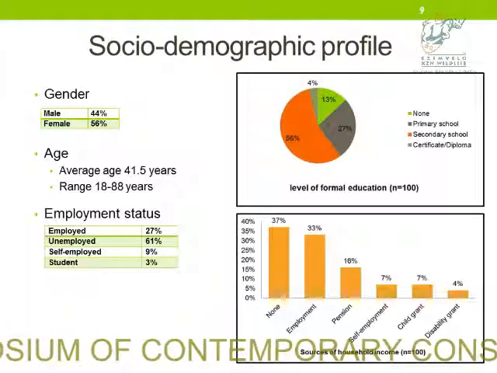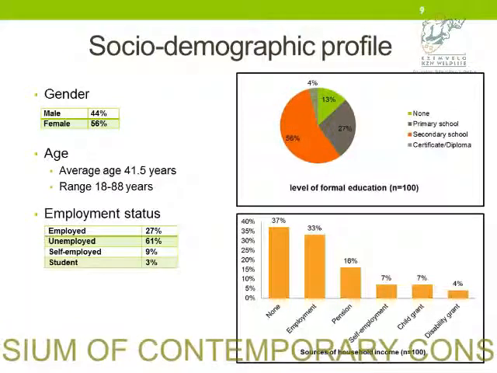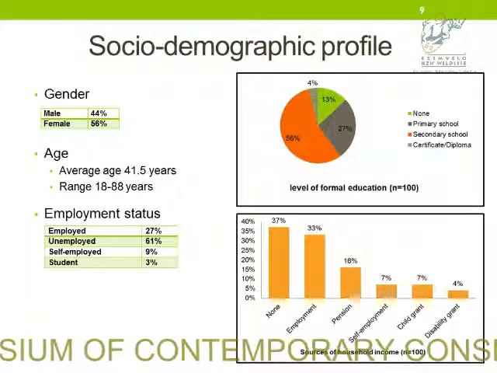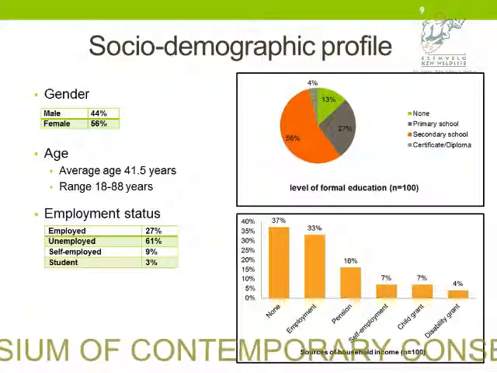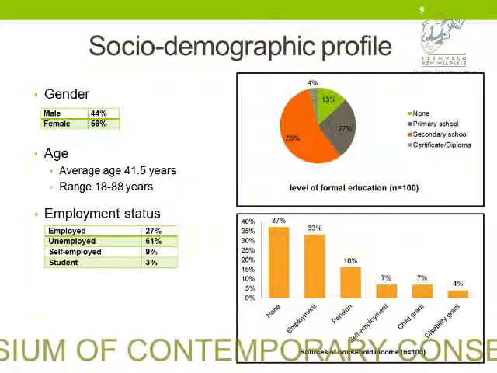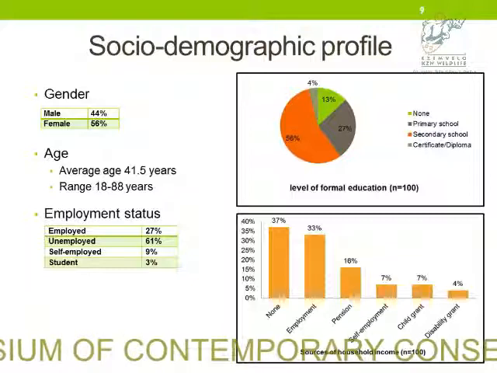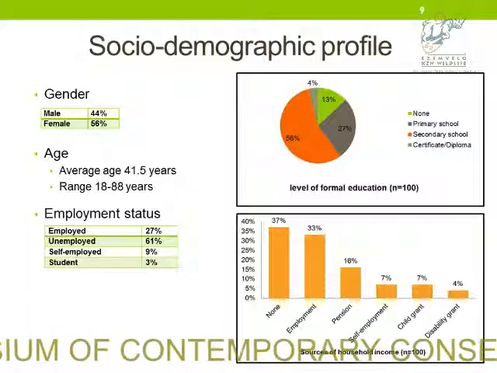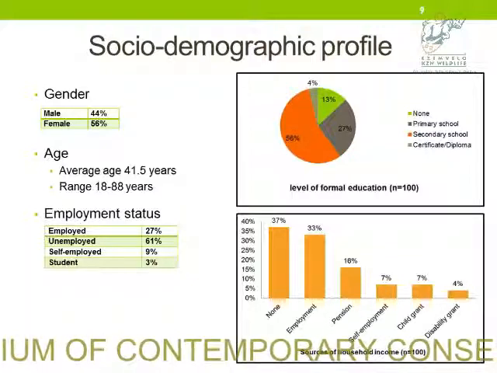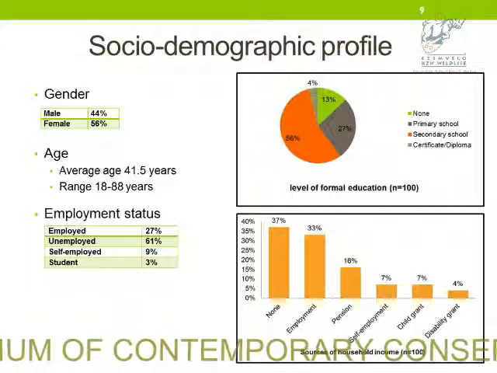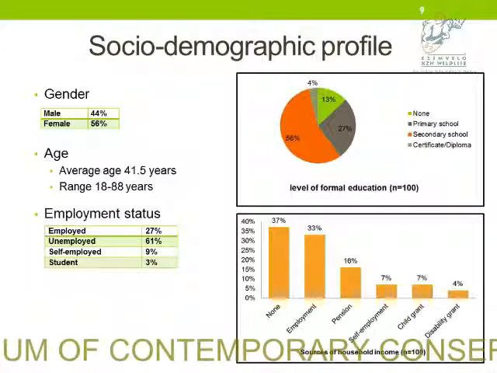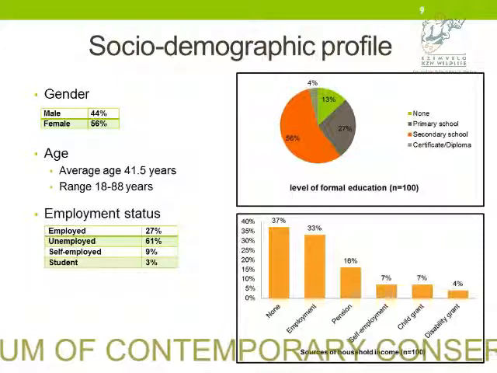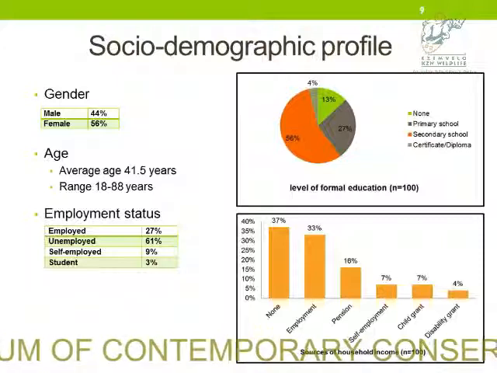Moving on to some results. Looking at the socio-demographic profile of the community, we found that 44% of the community comprised males, with 56% being females, thus showing that both genders were represented within the research study. The average age was 41.5 years, with a range of 18 to 88 years.